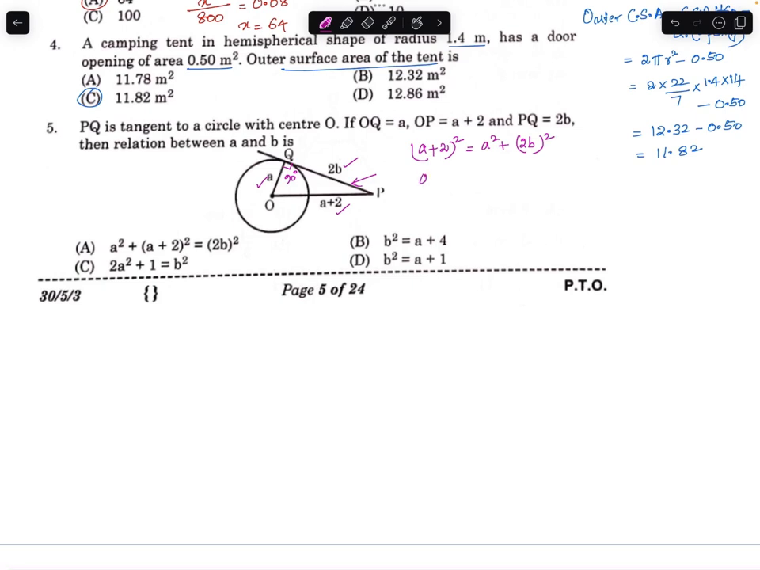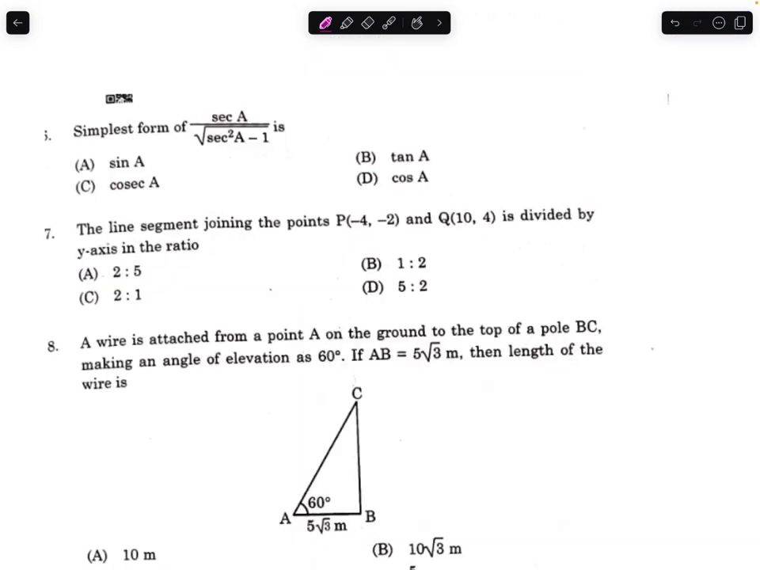Expanding the left hand side, we get a square plus 4 plus 4a is equal to a square plus 4b square. A square gets cancelled. 4 plus 4a is equal to 4b square. Dividing the entire equation by 4, we get 1 plus a is equal to b square. So the answer is option D. Question 6 says, simplest form of secant a upon square root of secant square a minus 1 is.